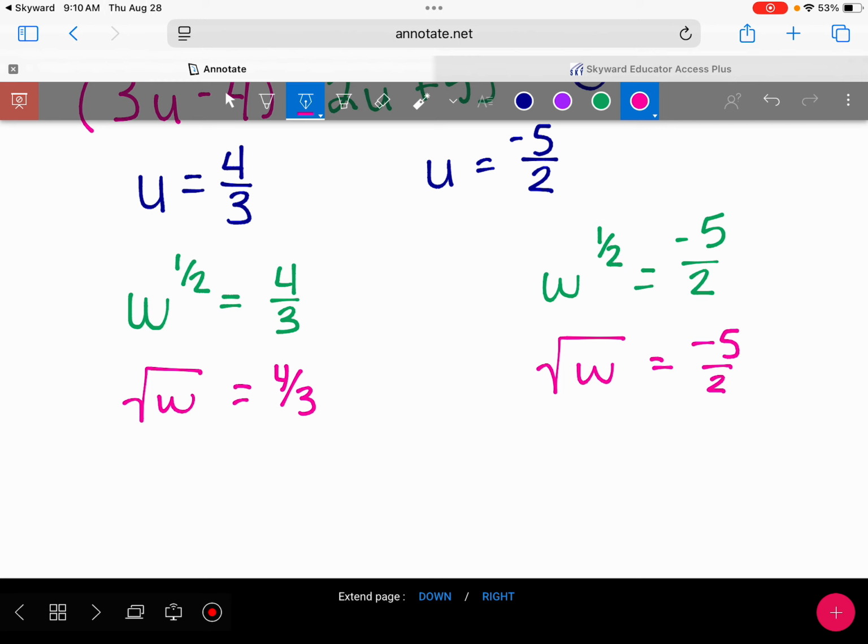Because now what do we see? Say it again, just my brain didn't process. Square both sides. So we get W equals 4 squared is 16. 3 squared is 9. 16 over 9.